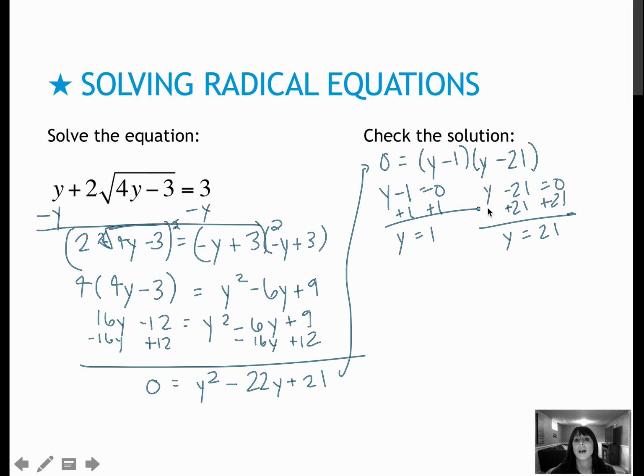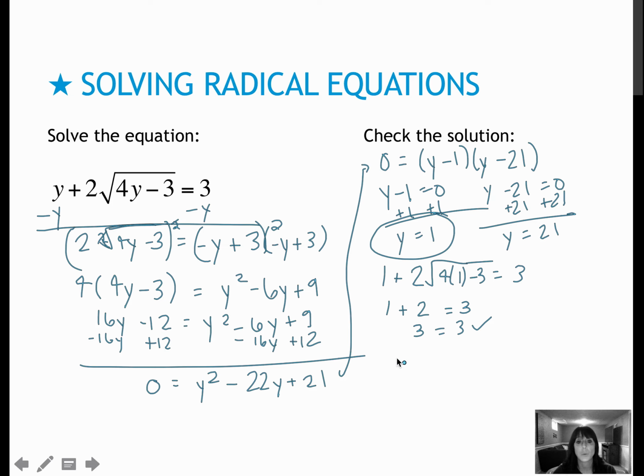So those are my 2 possible solutions, and then I would plug them back into the equation to see if they work. So 1 plus 2 radical 4 times 1 minus 3, does that equal 3? 4 times 1 is 4, minus 3 is 1. The square root of 1 is 1, so I multiply that by 2. So I get 1 plus 2 equals 3, which of course means 3 equals 3, and it checks out. So this is a solution.